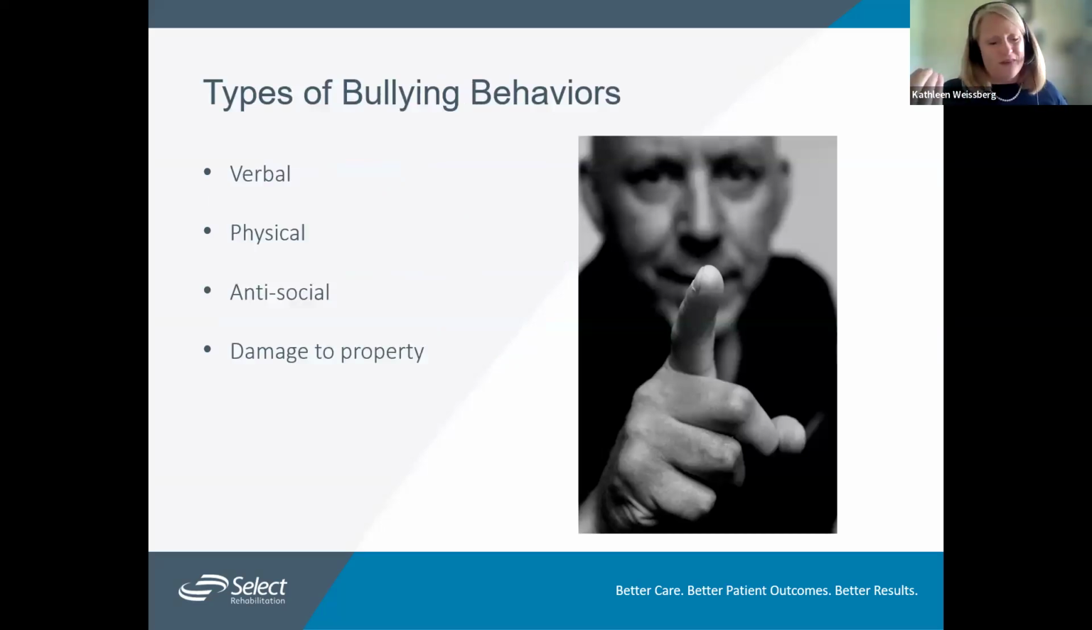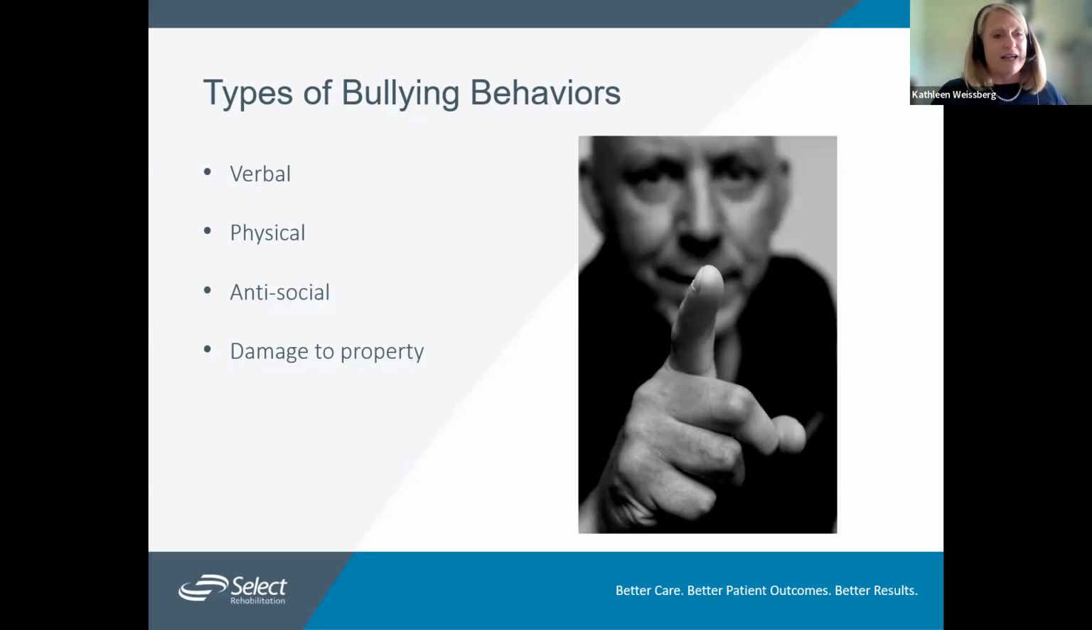Verbal, you know what this is. This is name calling, taunts, threats, sarcasm, pointed jokes maybe about somebody's background, their religion, a disorder that they have, a diagnosis they have. We see physical types of behaviors here. So again, pushing, shoving, kicking, punching, hitting, hair pulling, what have you.